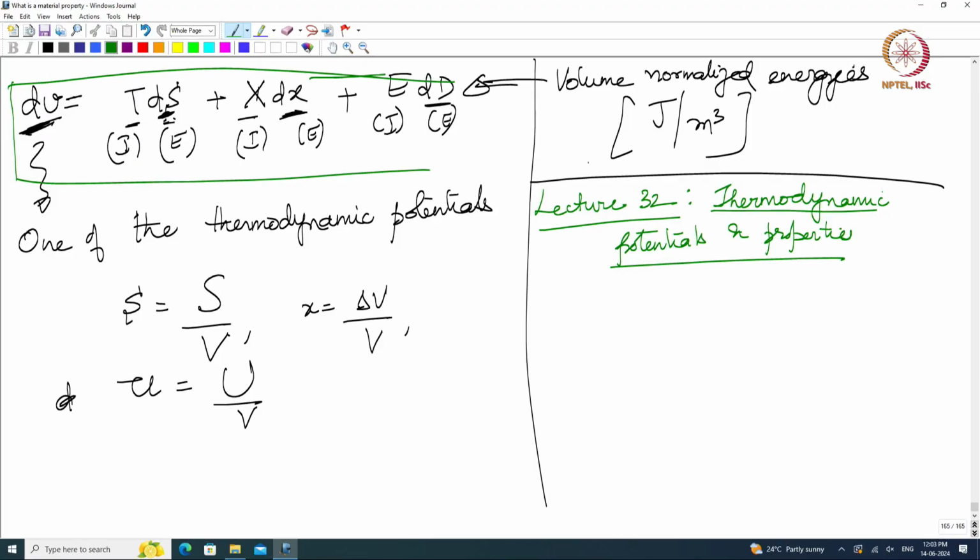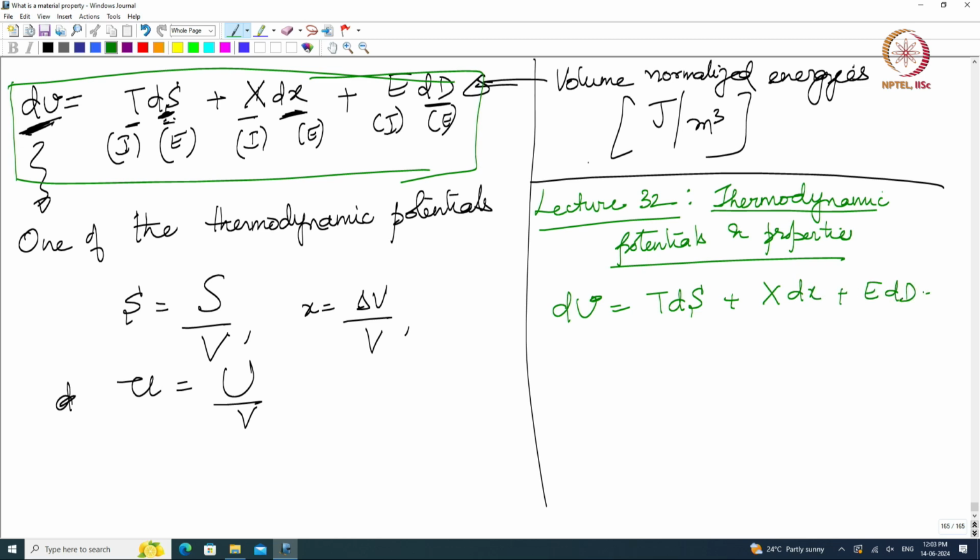That's the discussion, and then we started moving on to the first law and second law of thermodynamics. We just brushed through it, and then we looked at what are the potentials that come out of the first law and second law. So one of the potentials is dU, right, that I wrote here. Now I am volume normalizing this energy, and dU is a potential, but what does this equation mean? dU equals T dS plus X dx plus E dD, right.